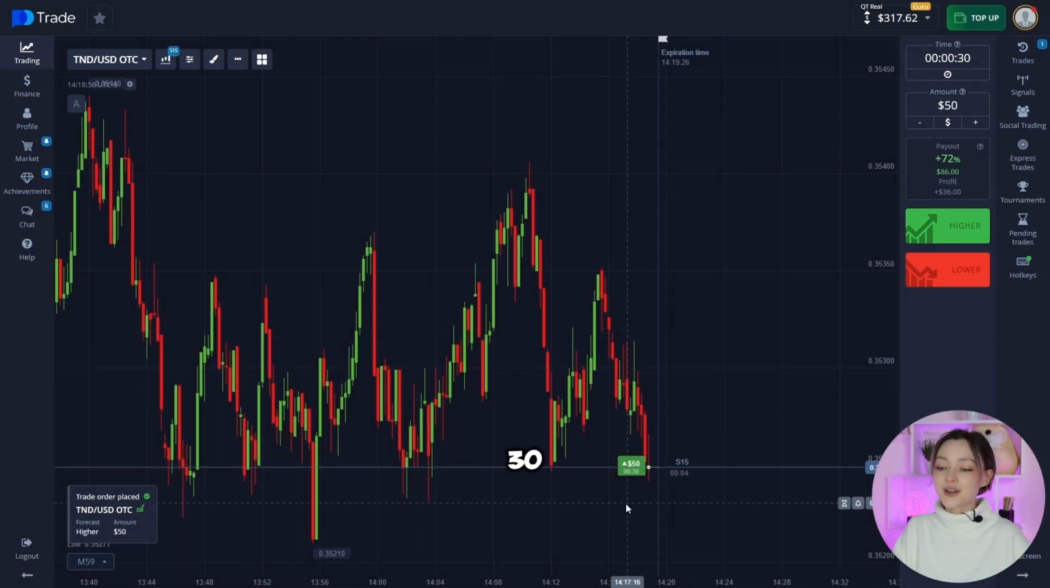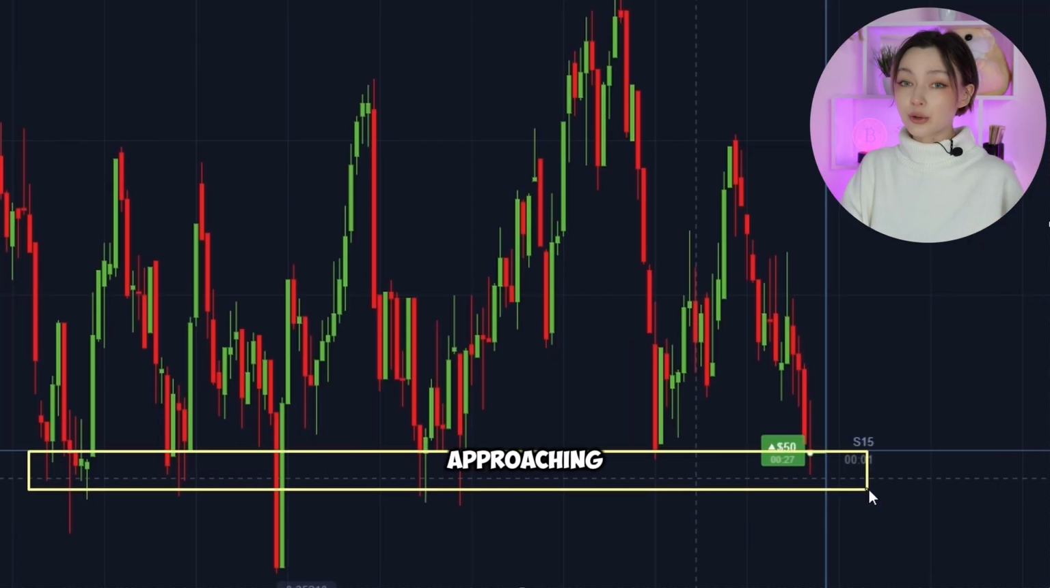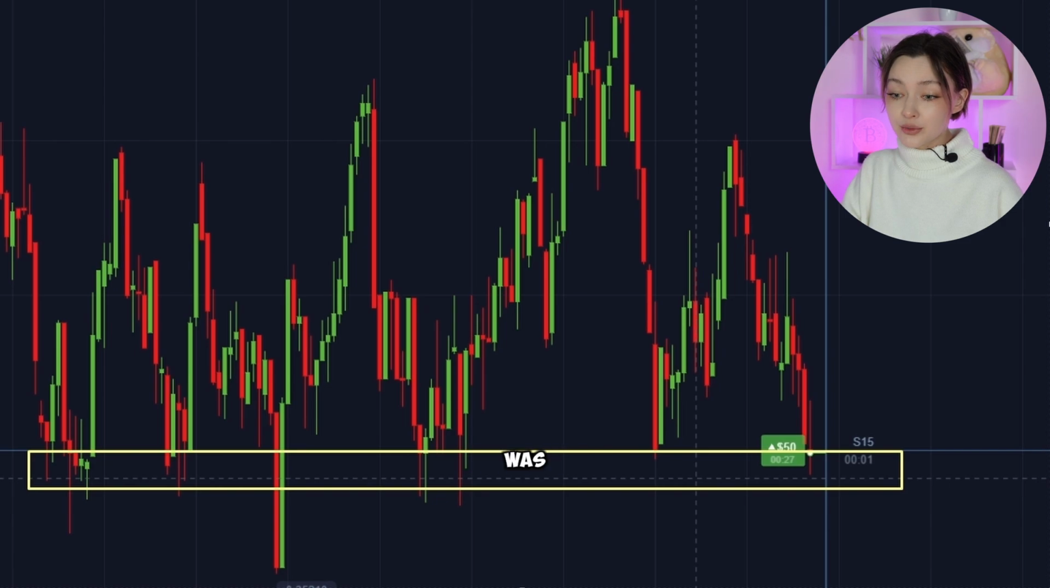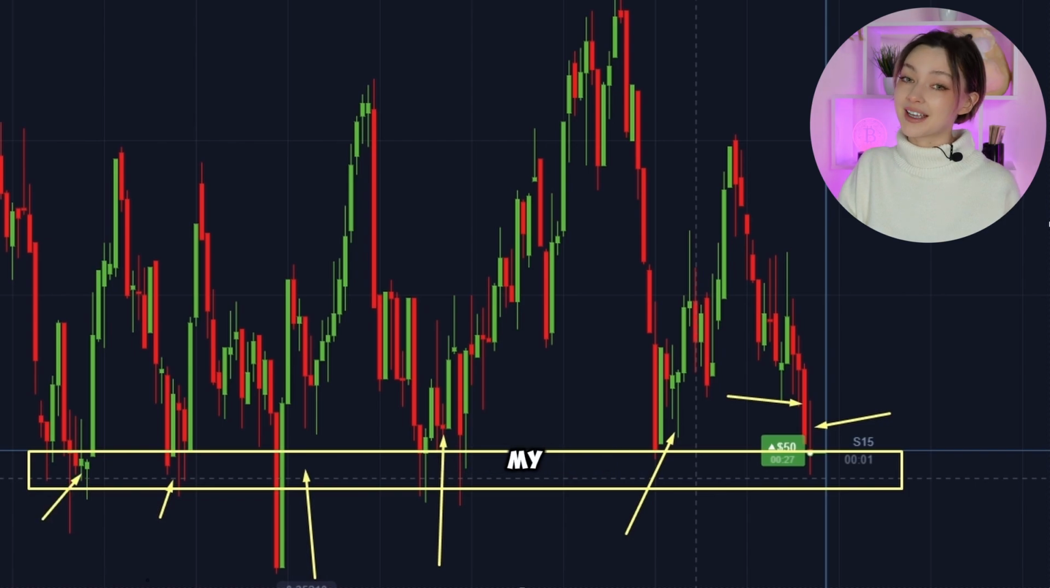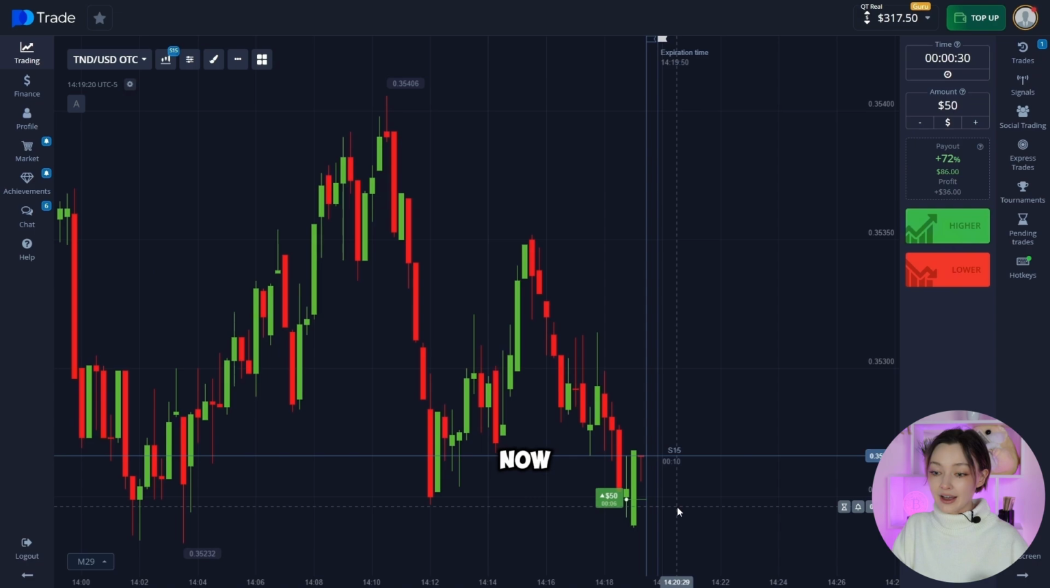I'm opening a 30-second upward trade. In this case, I can see the price approaching the support level. This approach was accompanied by very impulsive candles. Look at the body of the candle, look at its shadow, and also from this level, there were a lot of pullbacks, which is a confirmation of my entry point. And look at the great move that's happening right now as we speak. Just look.